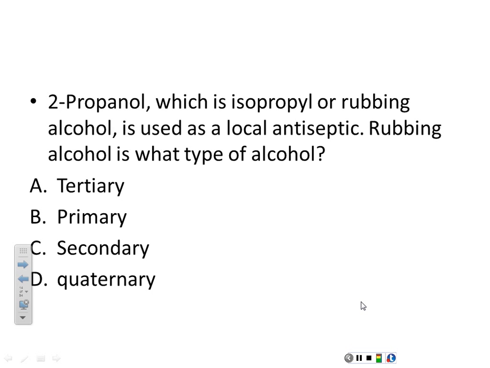Now, let me explain what is meant by primary, secondary and tertiary alcohol. Okay.